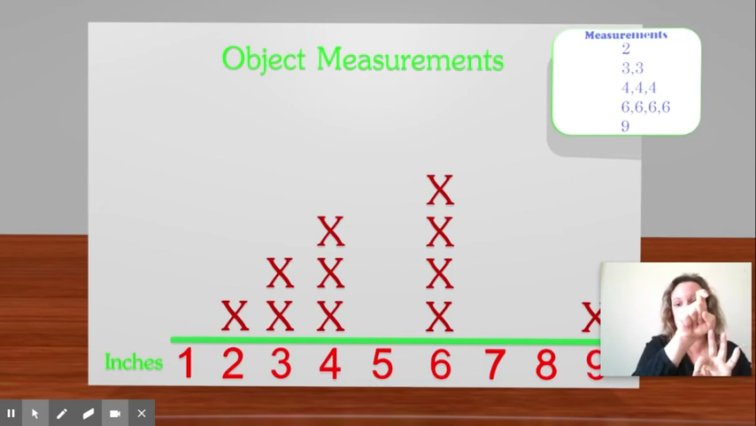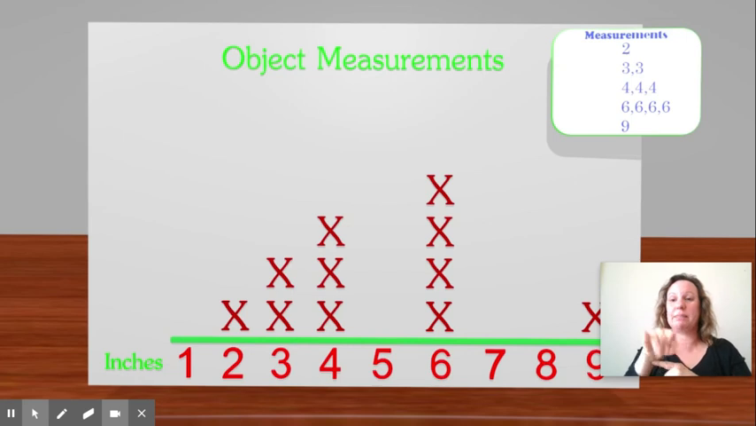This is awesome, guys! We just made a line plot that shows the measurements of the objects that I had. When we see a mark above a number, it tells us how many times that number occurs. For example, we can see that above the 4 we see 3 x's, which means there were 3 objects that measured 4 inches long. So with this information, can you guys tell me how many objects did we have that measured 6 inches long?